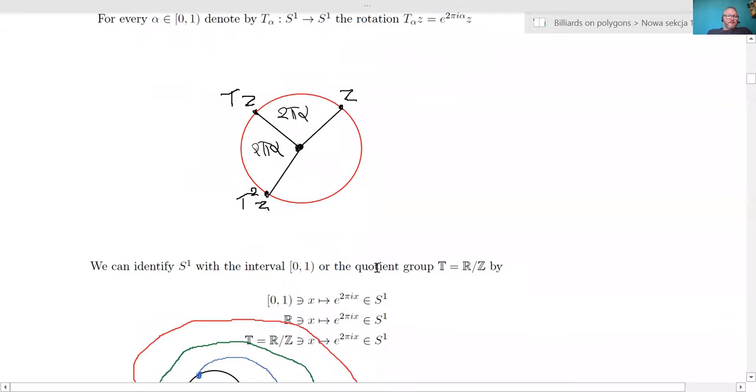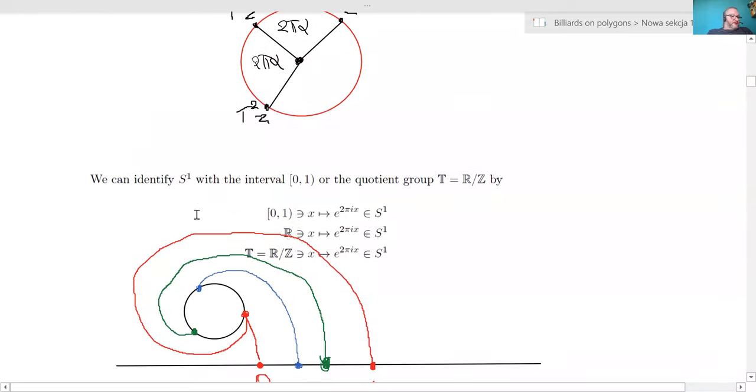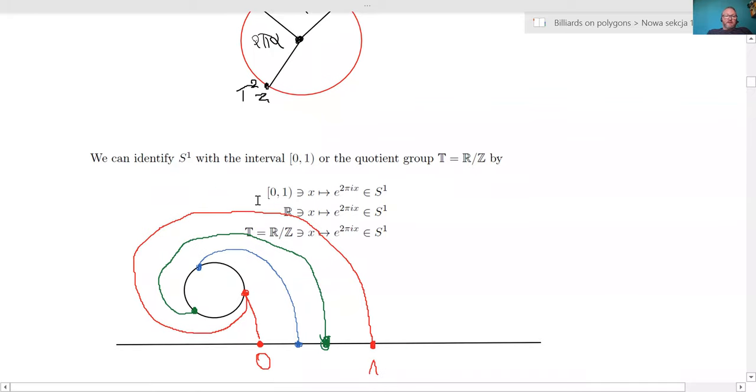And for our purposes, we can identify the circle with the unit interval [0, 1] with ends glued together, or with the quotient group R over Z. And this identification is simply given by the following exponential map. As you see here, 0 goes to 1, but 1 goes to e to the power 2 pi i, which is also equal to 1. So this map glues 1 and 0 together, and it gives a homeomorphism between S1 and this interval with glued ends.